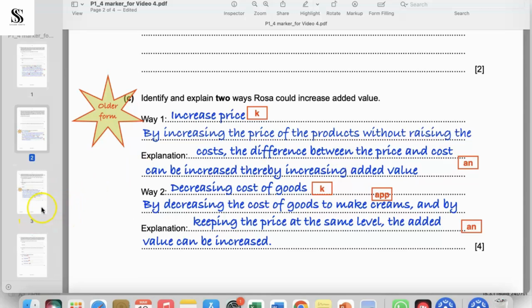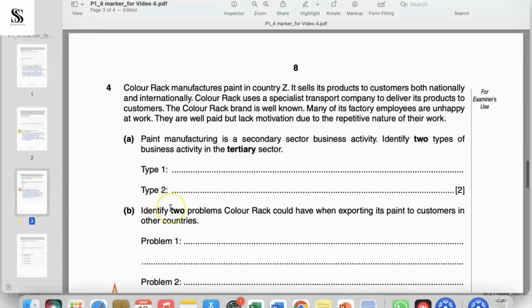Okay, let's look at the next variant. Talking about color rack manufacturers paint in country Z. It sells its products to customers both nationally and internationally. Color rack uses a specialist transport company to deliver its products to customers. The Color Rack brand is well known. Many of its factory employees are happy at work. They are well paid but lack motivation due to the repetitive nature of their work.